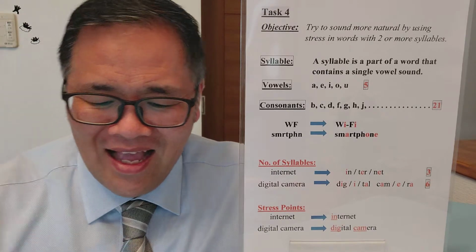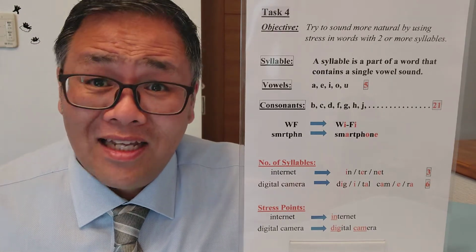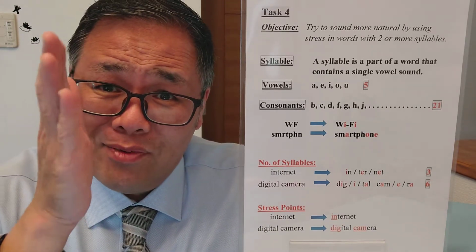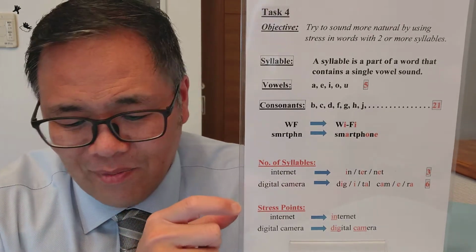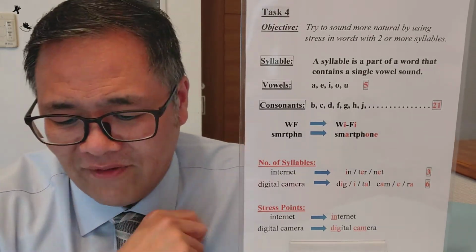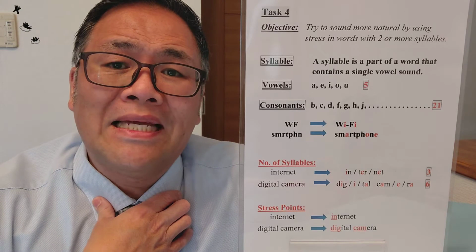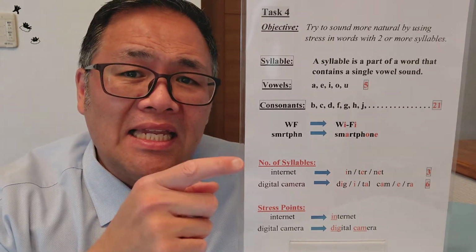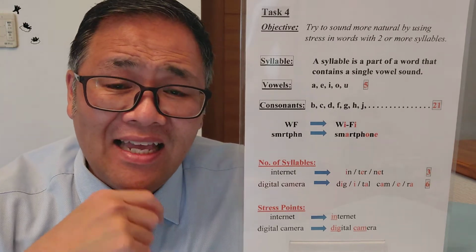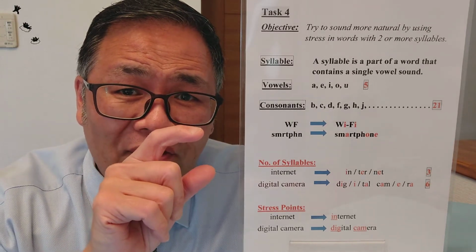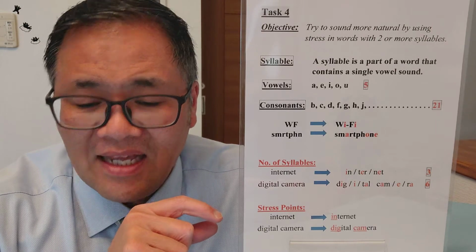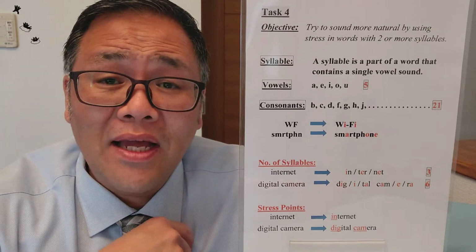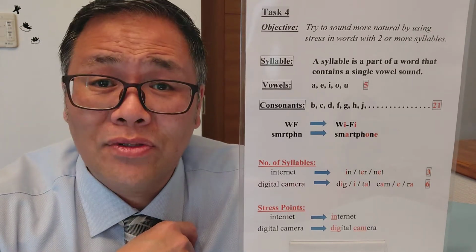Okay, so now going back to syllables. Syllables are basically when a word is broken up. As an example, have a look at this one, the number of syllables. We've got the word internet. Internet has 3 syllables: in-ter-net. Each part of a word has a vowel. In has an I, ter has an E, and net has also an E.